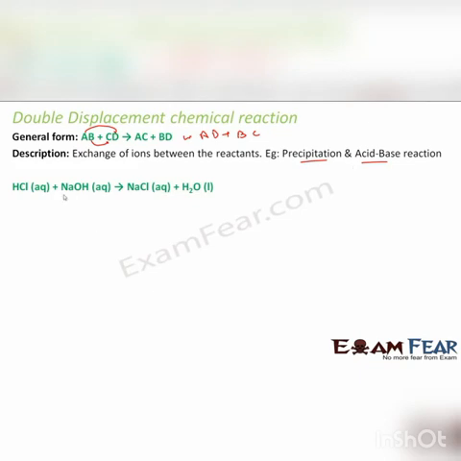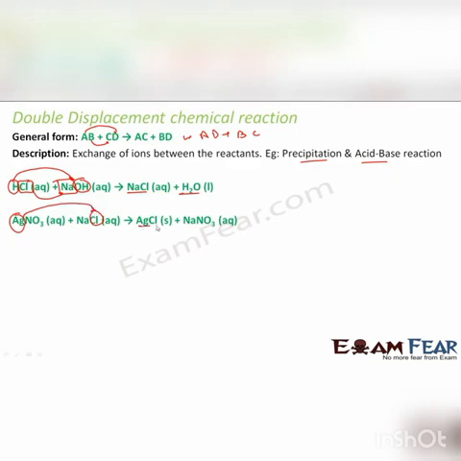So some examples are, if you have HCl, hydrochloric acid, and sodium hydroxide, you add this, it becomes sodium chloride, NaCl, and water. So you see H forms a pair with OH, HOH, and Cl and Na form a pair, NaCl. So the ones in squares form a pair and the ones in circles form a pair. Here also, Ag and Cl, both in circles, form a pair, AgCl, and the ones in squares form a pair, NaNO3.